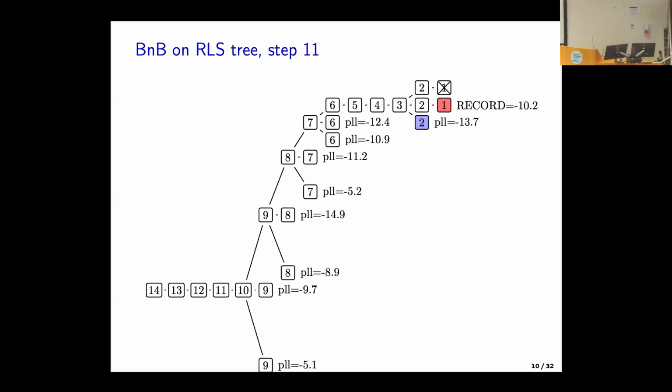Now I'm coming back and I'm traversing this branch. Is it worth exploring this branch? It's not, right? Because we know that this partial likelihood can only decrease due to monotonicity. And it's already minus 13.7. It's worse than what we had. And so I will not explore this branch. I just say, okay, I'm done here. What about this branch?